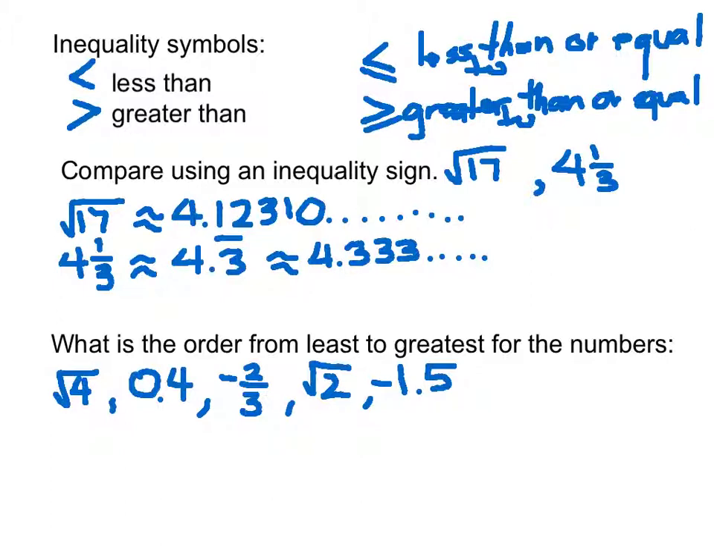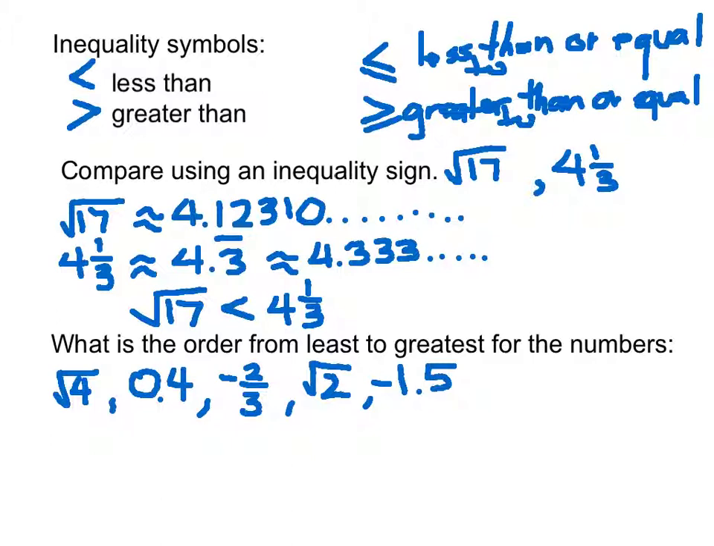Once they're in decimal form, they're really easy to compare. I see that they both have 4 as their integer value, and then for the first decimal place, we're comparing the 1 with the 3. So it looks like the square root of 17 is actually less than 4 1/3. Now we write that in its original form: square root of 17 is less than 4 1/3. So put it back in its original form.